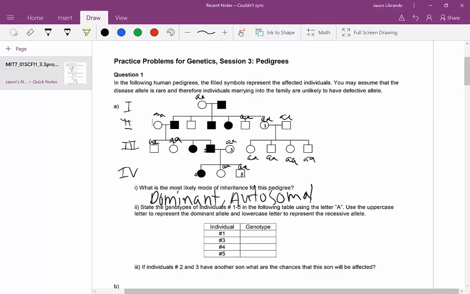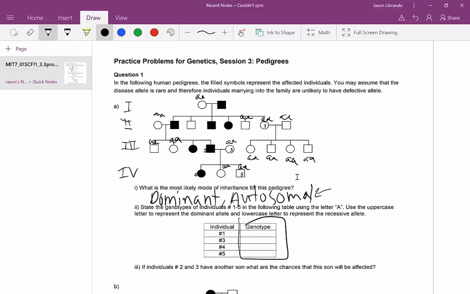So we've come up with a hypothesis as to the mode of inheritance. The second step is now to find the genotypes. And we're going to assume that it's still autosomal dominant until we can find a reason to disprove it otherwise. But right now this is our best hypothesis, so we're just going to go with that.